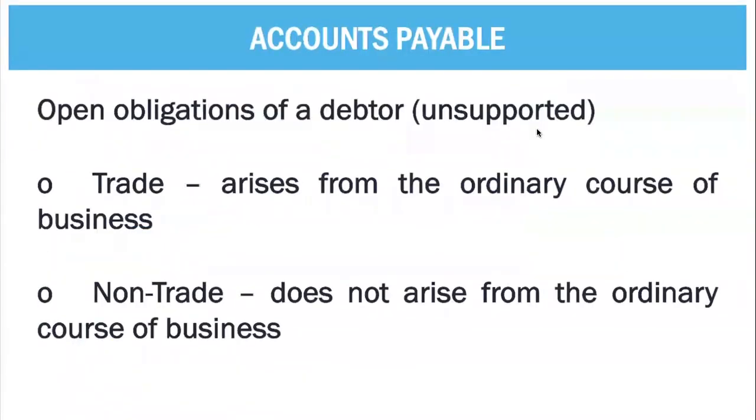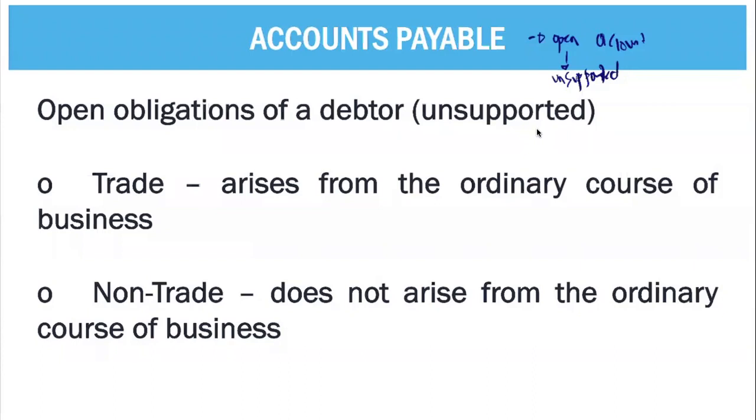Accounts payable are open obligations of a debtor, which are unsupported. You already know that accounts payable is normally an open account. Why is it known as an open account? Because it is unsupported. Generally, your liabilities or your receivables can either be supported or unsupported. When we say it is supported, it means there is evidence that supports that particular liability or receivable.